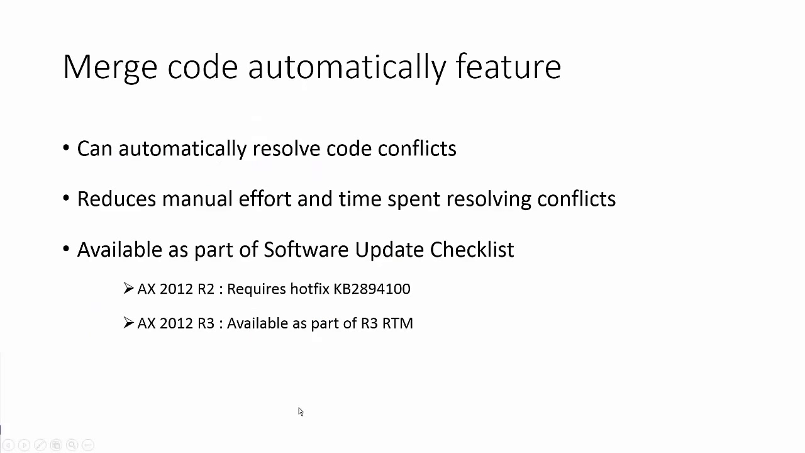The merge code automatically feature is available as part of the software update checklist in AX 2012 R3 and in AX 2012 R2 CU7, or available with the AX 2012 R2 hotfix KB2894100. It simplifies the process of resolving conflicts between hotfixes and the customizations in an environment once one or more hotfixes are applied.